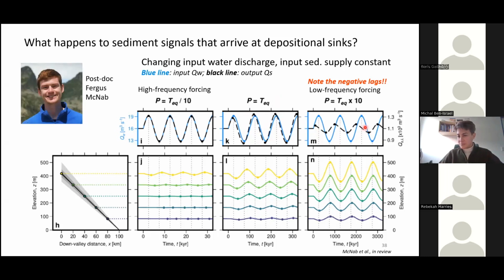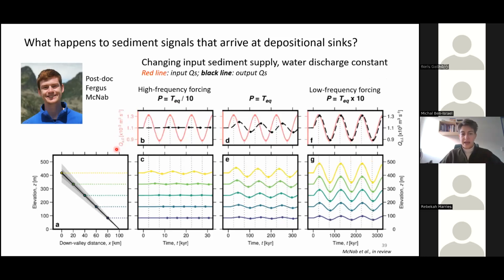It gets even more weird when we go to very low frequency forcing. The amplitude of that sediment discharge signal at the outlet is now actually substantially reduced, but this negative lag time is quite big now. So that's what's happening when we force the system with changes in water discharge.